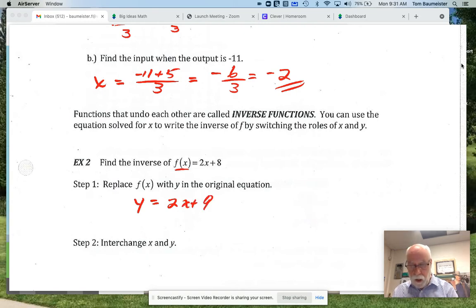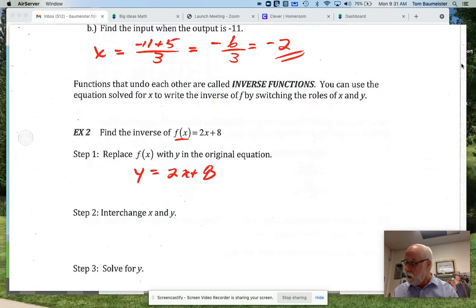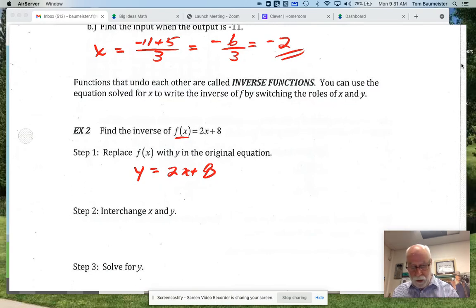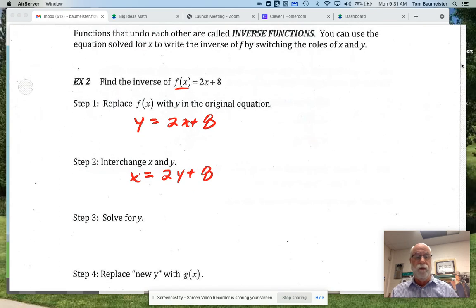And then we're going to do kind of what we just did up above, except this time it's telling us to interchange the x and the y. So x is equal to 2y plus 8. So now they're telling us to solve for that y. All right? So when we solve for that y, we'll get 2y is equal to x minus 8.